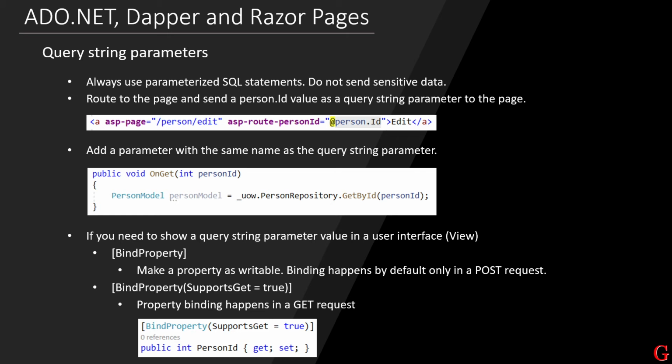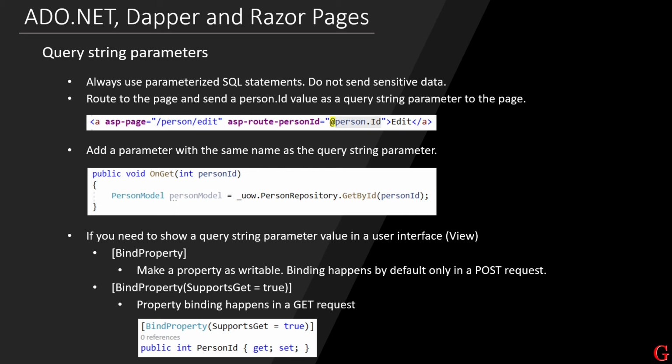In this example, we have a link to the person's edit page. The link sends the ID of the person who we want to edit as a query string parameter. Every page model has an onGet method without parameters by default. Here we have added a person ID parameter to the onGet method. The onGet method is called when a user arrives to the page.